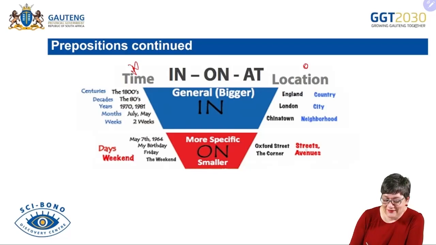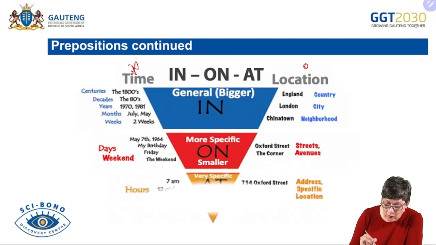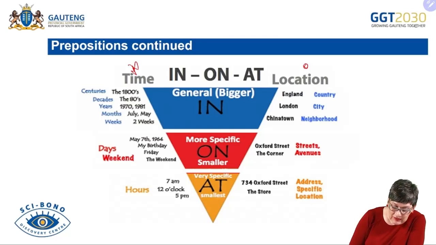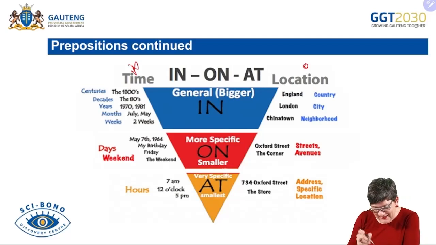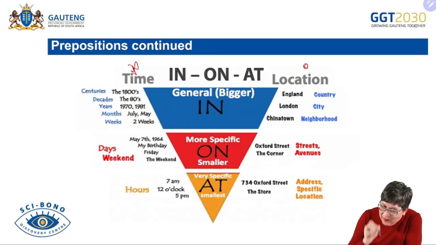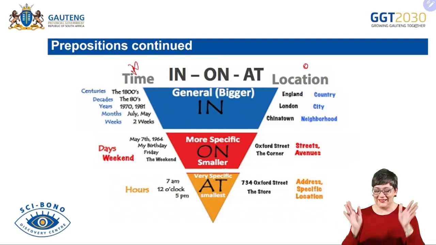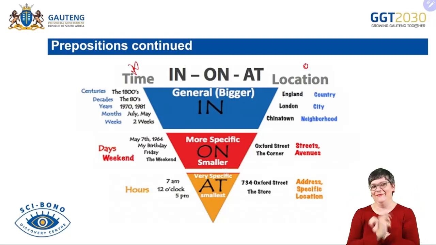And if we get even more specific, and now we get really specific, we now are talking hours. So at a very specific time, we're going to use at. And if we're going to a very specific address, 734 Oxford Street, then we're going to use at. So I hope you can remember this. In, on, at.